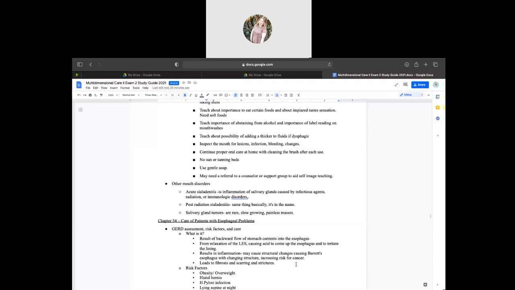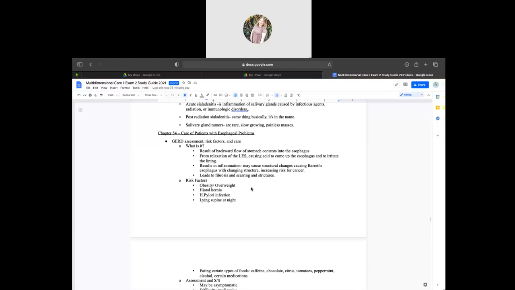The thing here is we want to stress that oral care. Remember, soft bristle toothbrush, no alcohol mouthwashes. We want to make sure that they take off their dentures, be gentle with everything, make sure they have a clean toothbrush, etc. And that was kind of it for the mouth disorders.